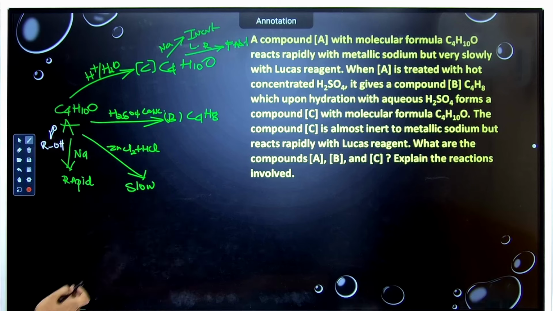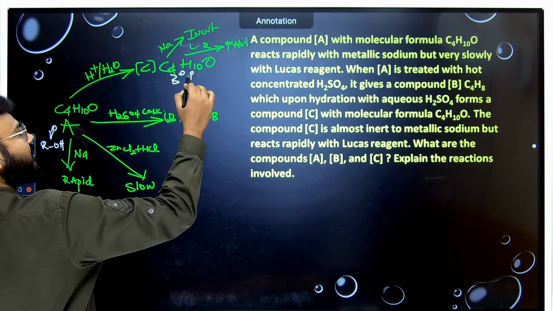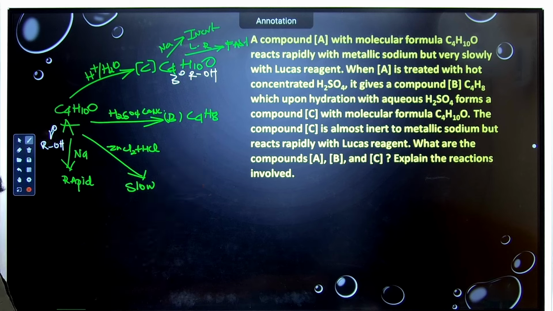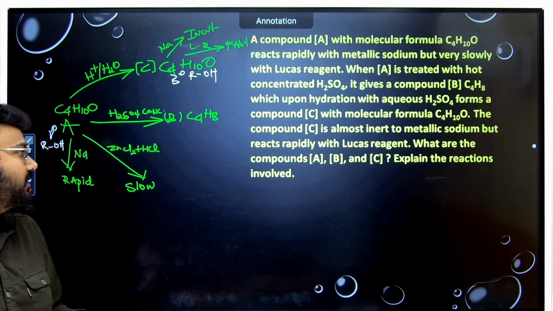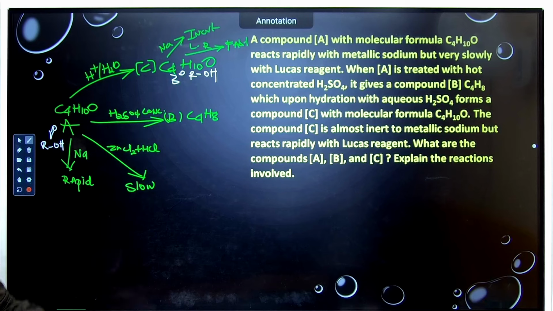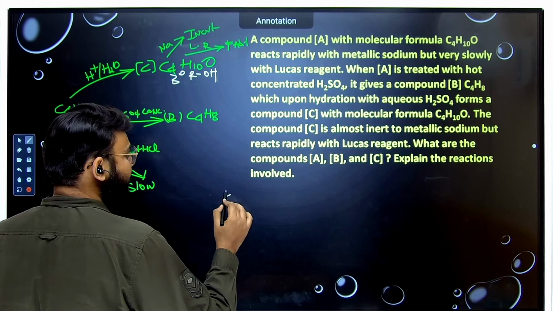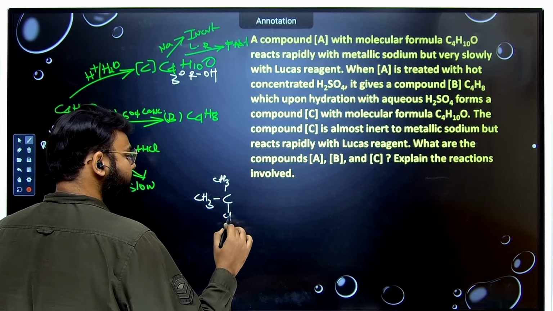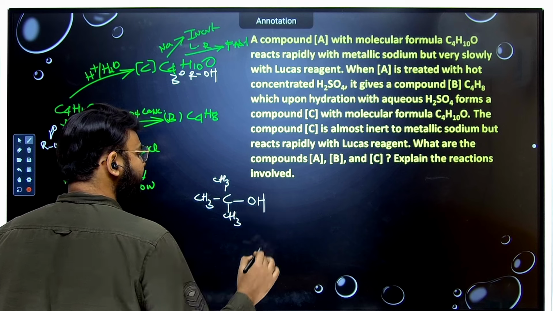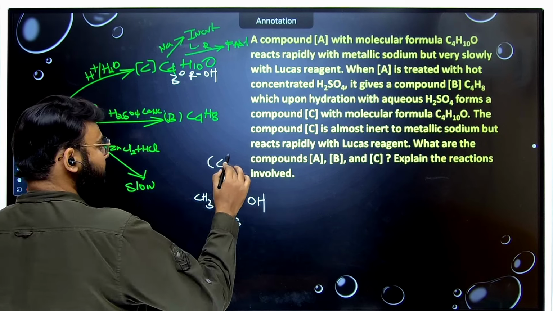Okay. And for 3 also we are very clear it must be a 3 degree alcohol because it reacts very fast with Lucas reagent and it is inert to sodium. So we know 4 carbons are there and it's a 3 degree alcohol. So the only option is it will be a tertiary butyl alcohol. You all can check with 4 carbons and it is 3 degree, it has to be a tertiary butyl alcohol. So we have got our compound C.